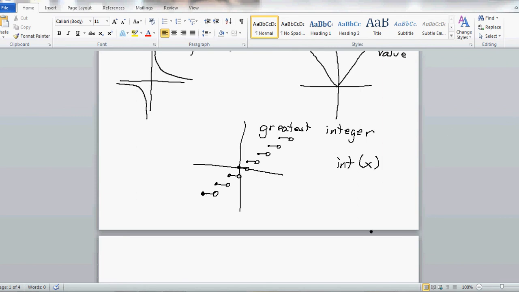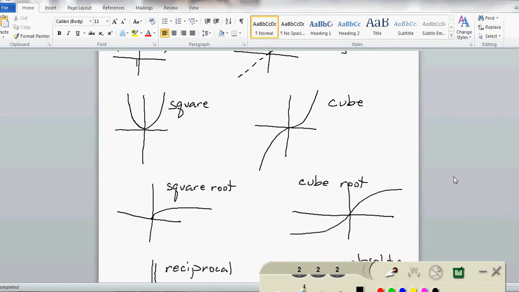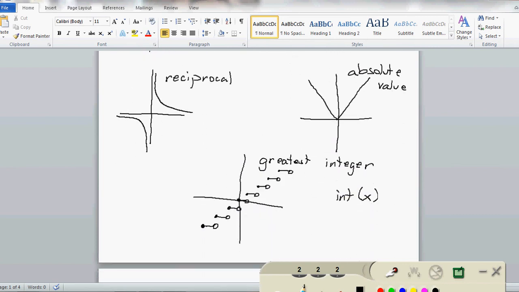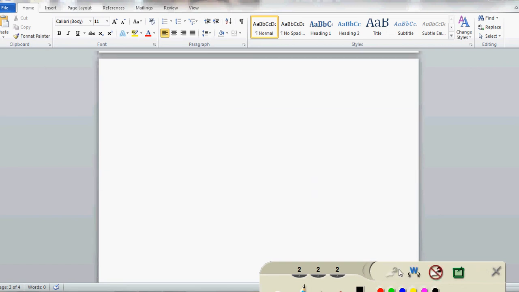By the way, working our way back up, square will be x squared, cube right here would be x to the third power. Square root would be square root of x. Cube root would be cube root of x. Reciprocal, 1 over x. Absolute value of x. And greatest integer will look like that. So now we are actually ready to begin our examples.